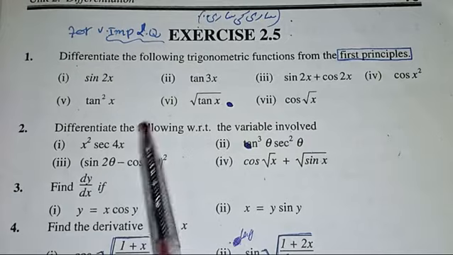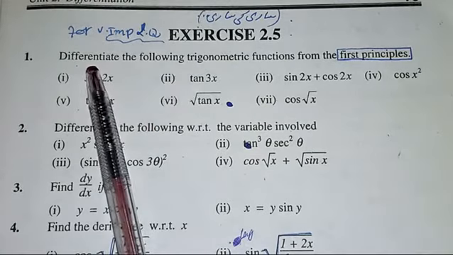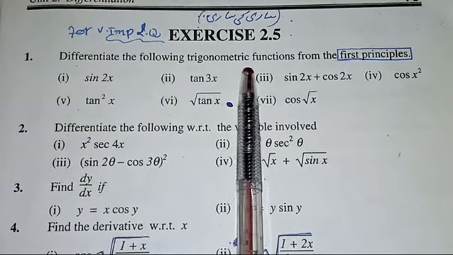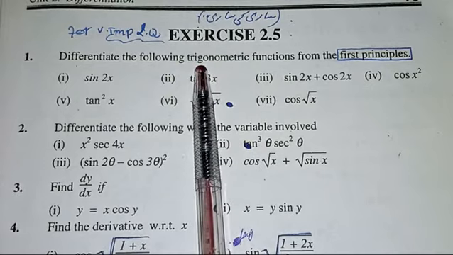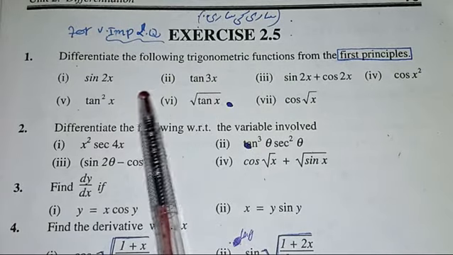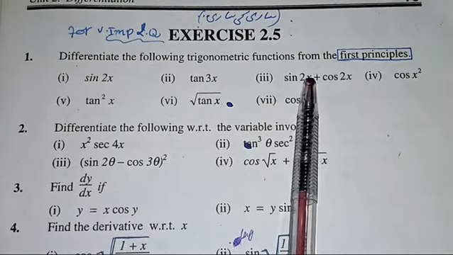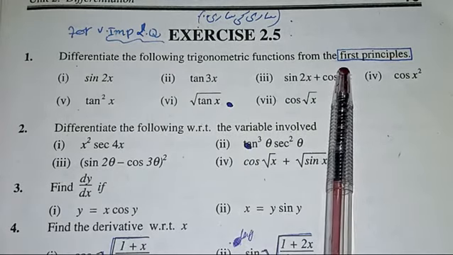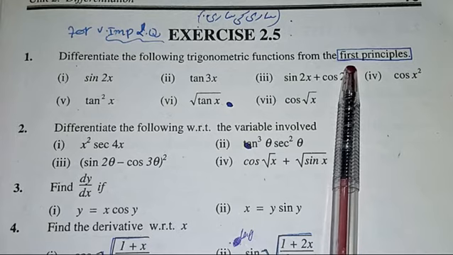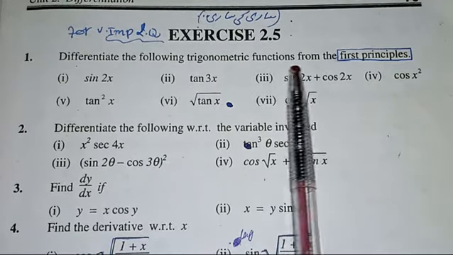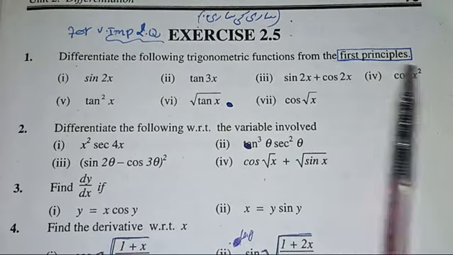In this exercise we have to differentiate the trigonometric functions. You know about trigonometric functions: sine, cos, tangent, secant, cosecant, cot. All these are known as trigonometric functions. By using the first principle method, which you used in your starting exercises 1.1 and 1.2, in the first question you will use the first principle method.